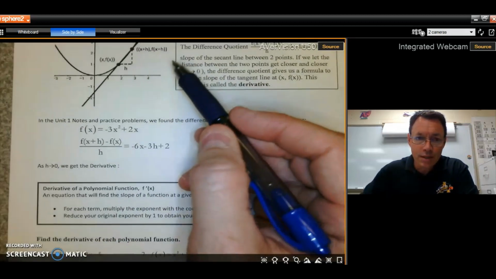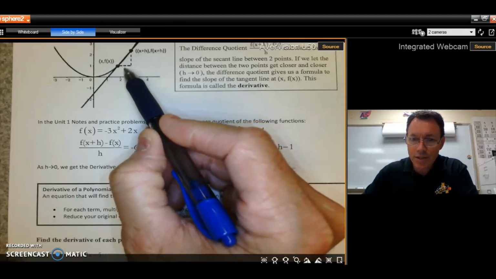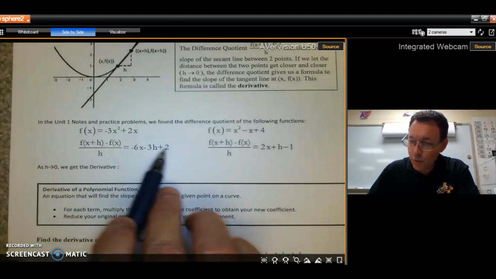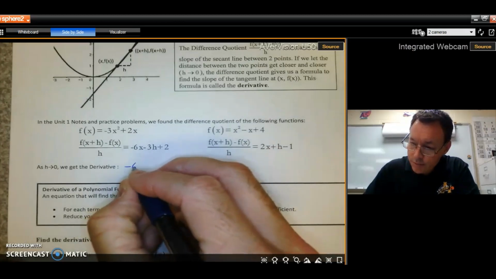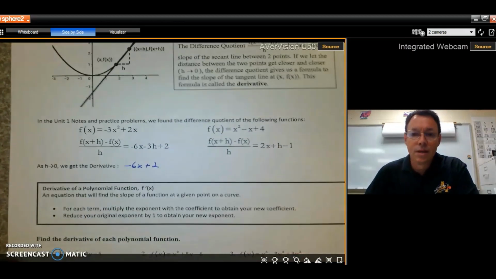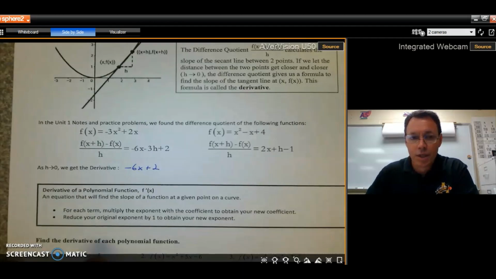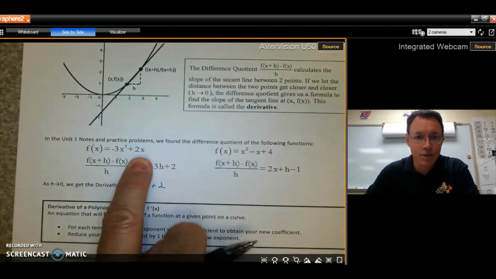But remember what I just said. As these 2 points get closer and closer together, and essentially this h starts to disappear, that's the derivative. So imagine this formula with this middle term disappearing because this h is getting really close to 0. So essentially it's going to disappear, and we're left with this. That's the derivative. That formula will find you the slope at any point on this function. So imagine this is your graph of this function. It's not, but imagine.